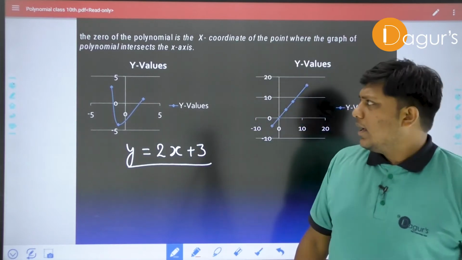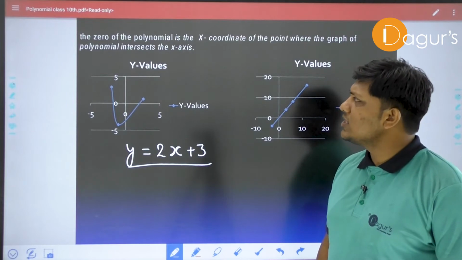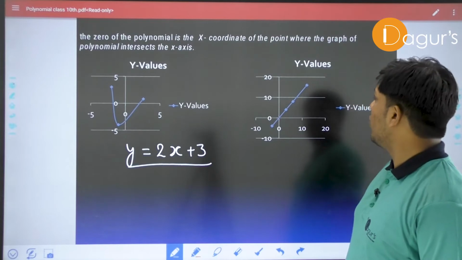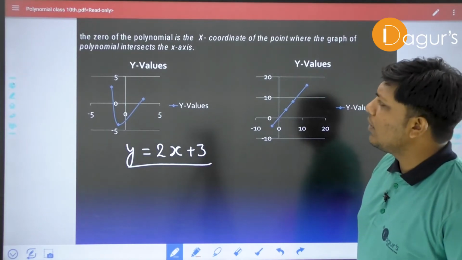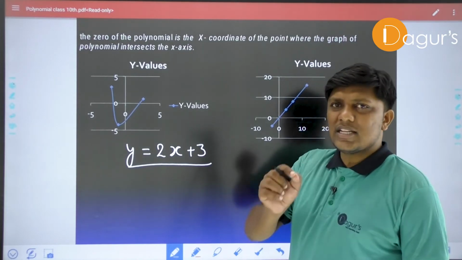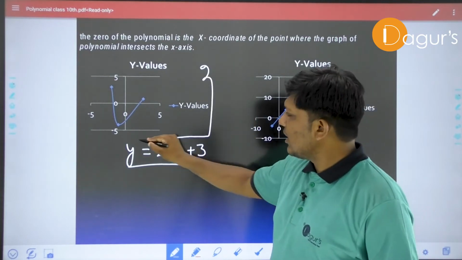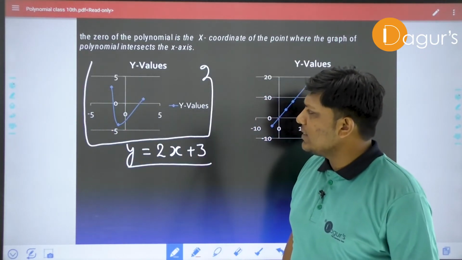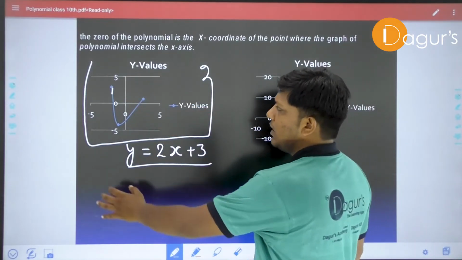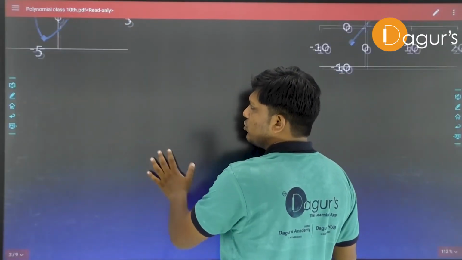Now, here you can observe I have written a line. The zero of the polynomial is the x coordinate of the point where the graph of the polynomial intersects the x-axis. The simple meaning of this is what? You can observe here, this one is a graph. Here in this graph, this blue line, if you can't observe it, I could zoom in.